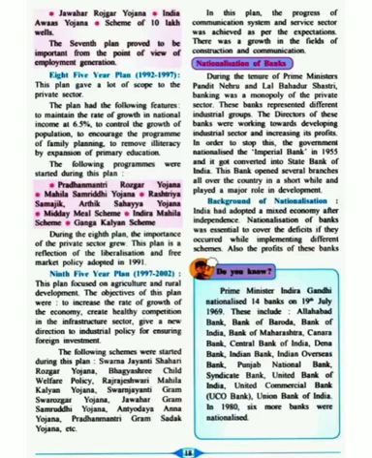Nationalization of banks. During the tenure of Prime Minister Pandit Nehru and Lal Bahadur Shastri, banking was a monopoly of the private sector. The banking came under private sector. These banks represented different industrial groups. The directors of these banks were working towards developing industrial sector and increase its profit. In order to stop this, the government nationalized the Imperial Bank in 1955 and it got converted into State Bank of India.